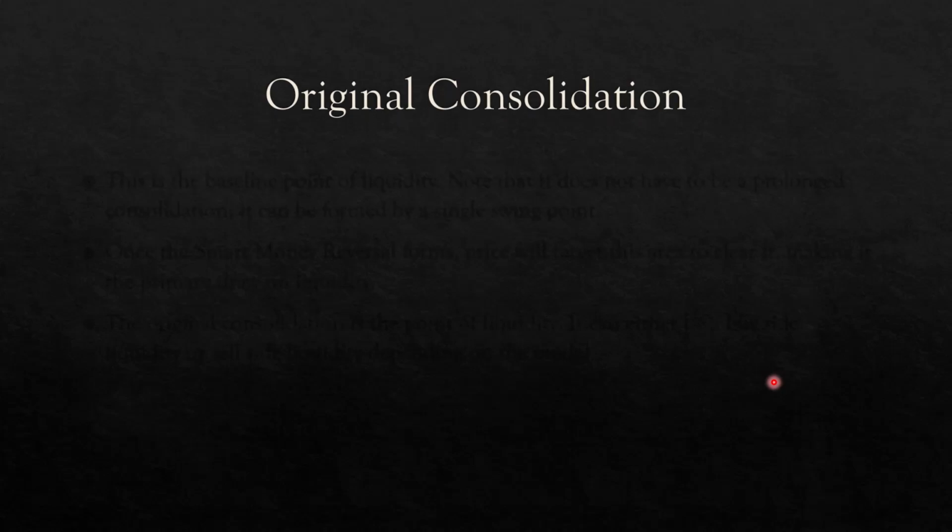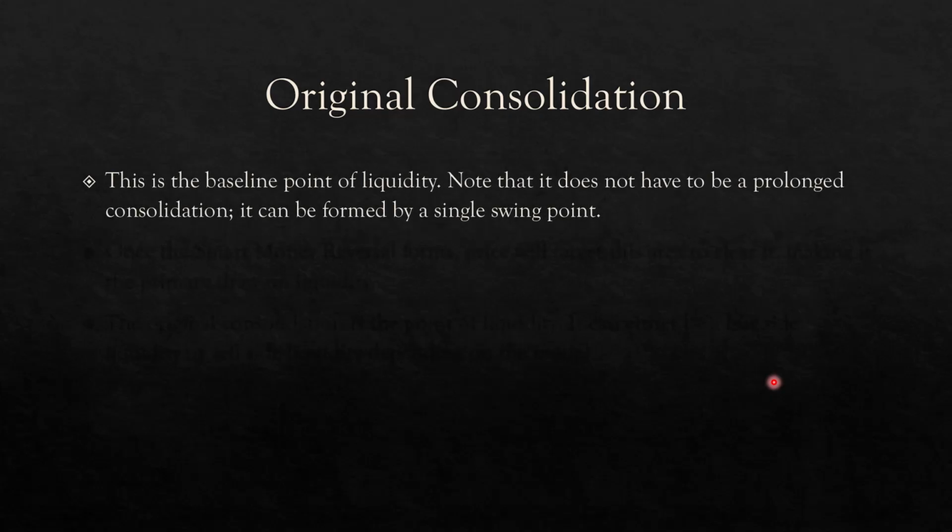The original consolidation for the market maker business model. Now, this is the baseline point of liquidity. Note that it does not have to be a prolonged consolidation. It can be formed by a single swing point. So if it occurs with a prolonged consolidation, it's okay. But again, it doesn't have to be formed by that particular prolonged consolidation. A single swing point is still a valid one. The idea is that it's a pool, it's a point of liquidity. That is what the market makers will be targeting to deliver.